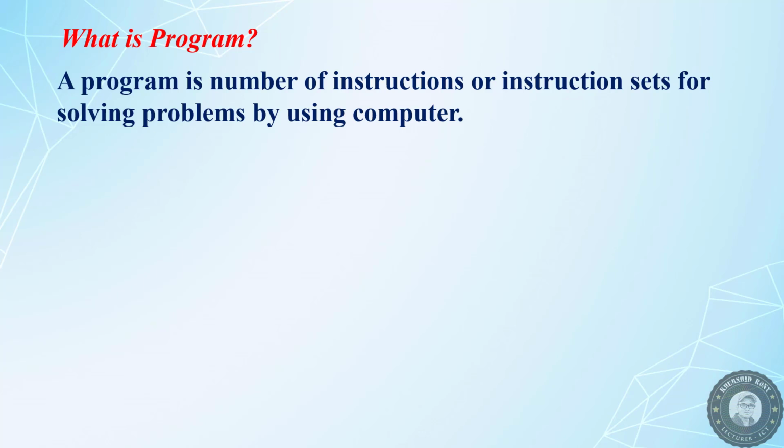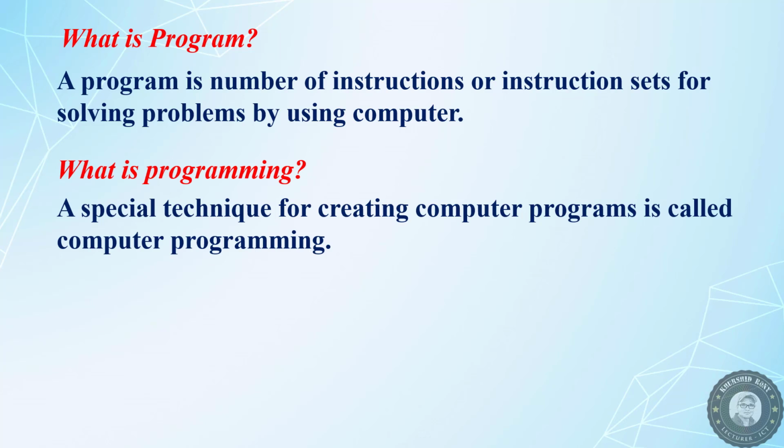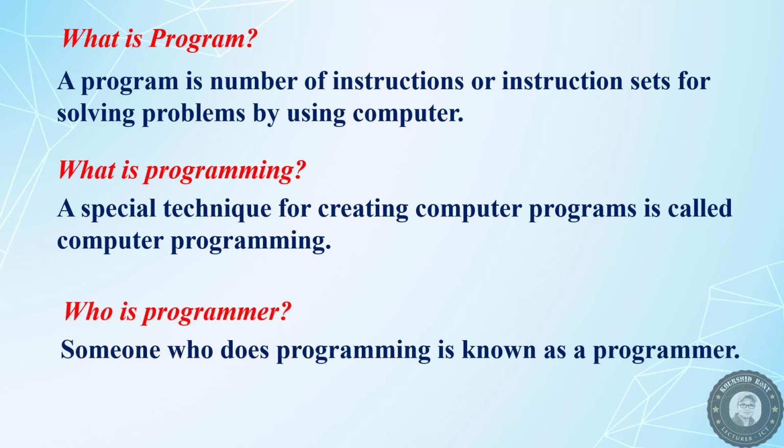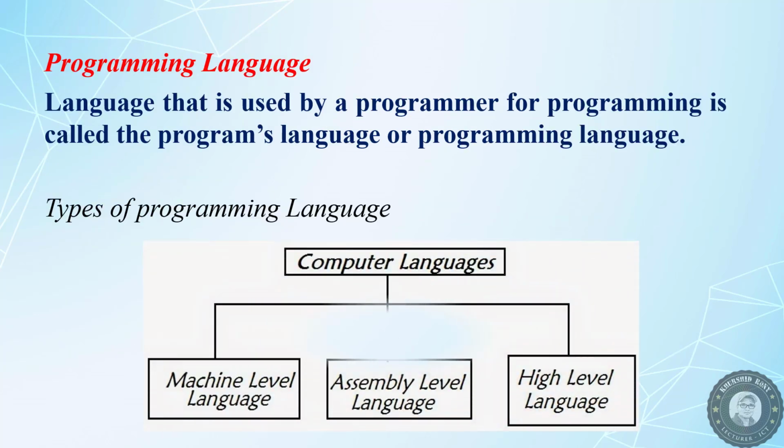What is a program? A program is a number of instructions or instruction sets for solving problems by using a computer. What is programming? A special technique for creating computer programs is called computer programming. And who is a programmer? Someone who does programming is known as a programmer. Now, what is a programming language? The language that is used by a programmer for programming is called the programming language.